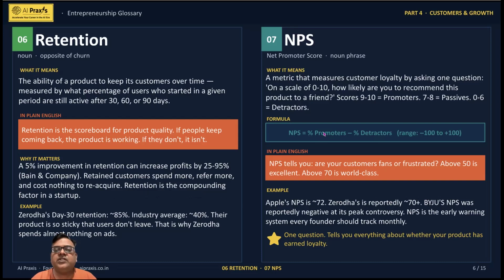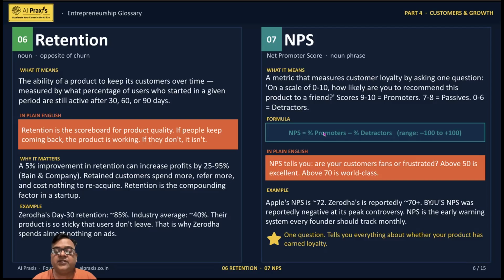Now let's talk about the opposite of churn, which is retention, right? As it is mentioned, the opposite of churn. So retention is the ability of your product to keep customers over time, to retain them. It is measured by looking at how many customers or users who joined are still active after 30 days, maybe after 60 days, maybe after 90 days. Now, let's simplify this. Retention is a scoreboard of your product quality. If people keep coming back, your product is working. If they don't, something is broken.